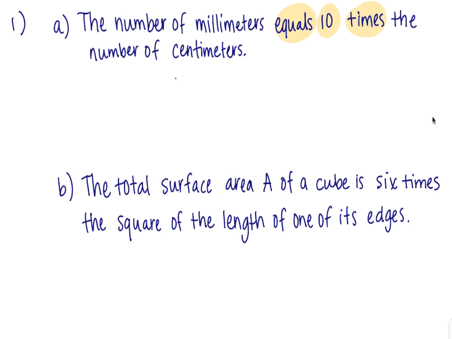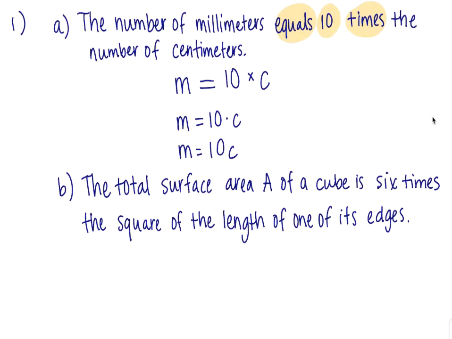So the number of millimeters, I'm going to write m, and here it tells me equals, so that's where I'm going to put my equal sign. The language will tell you where to put the equal sign. And then we're looking at 10 times, so that would be 10 and then multiply. So we can put the x, or you can put the little dot. 10 times the number of centimeters, and the number of centimeters is represented with c. So the other ways that you can write this would be m equals 10 dot c or m equals 10c. All three of those stand for multiplication, which is the operation when you see the word times.